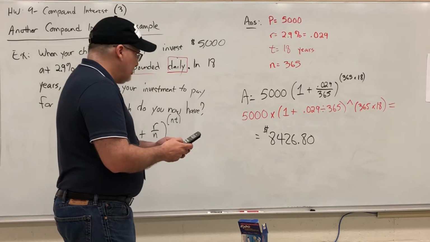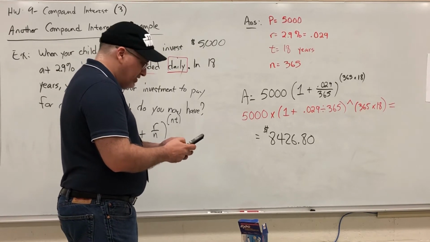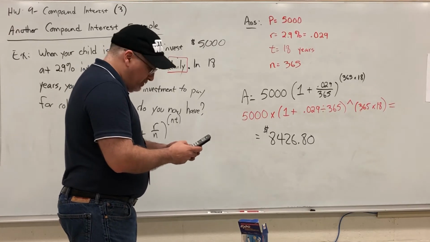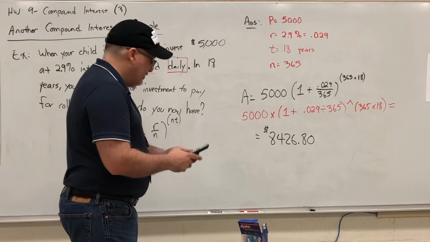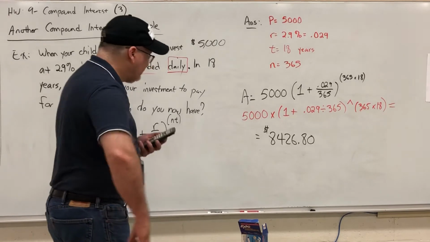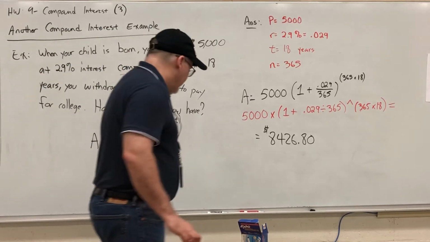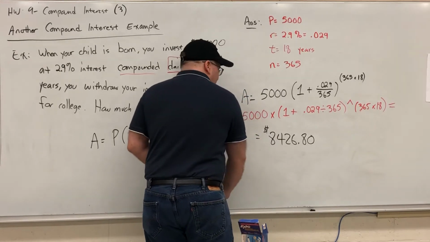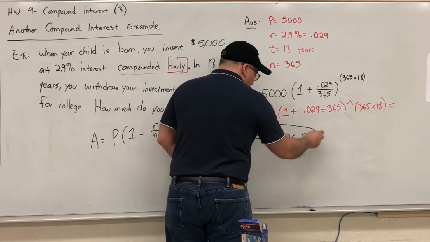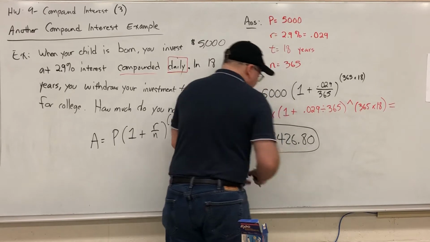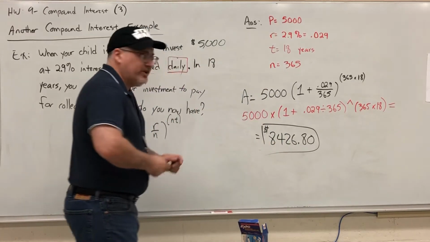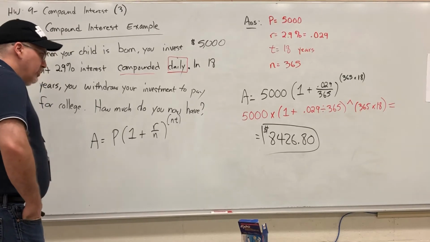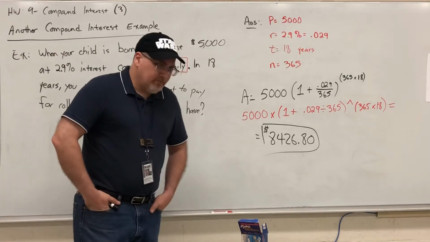Well, just because people get the same answer doesn't mean they're right. It just means they agree with each other. Agreeing doesn't always make something right, it just makes it popular. That's the same answer I got. Okay, so it's the correct answer. After 18 years, your $5,000 has blossomed into a not so impressive $8,426.80. And there are some colleges that you can go to for that much money.